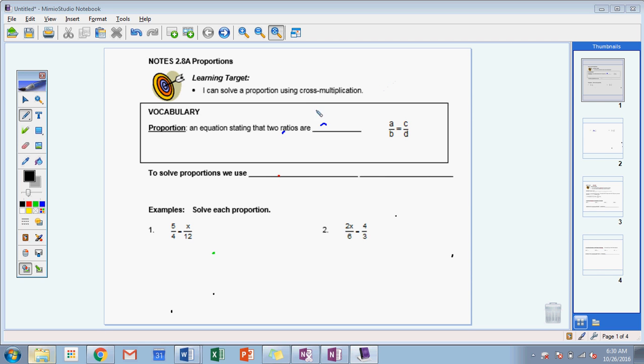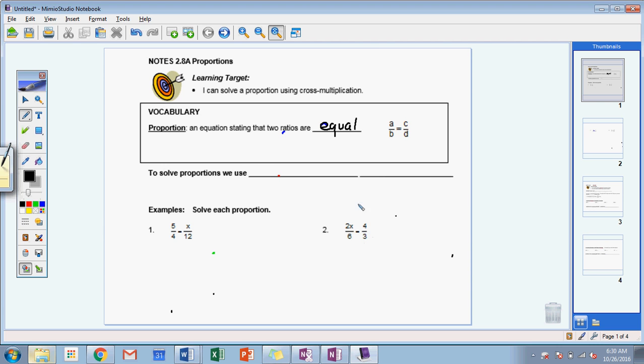So, a proportion is two ratios, which we've been talking about in this chapter. So, A to B and C to D, two ratios that are set equal to each other. So, these are going to have the same value. So, two ratios that are equal to each other. And you're going to be asked to solve for something that's missing within those ratios.